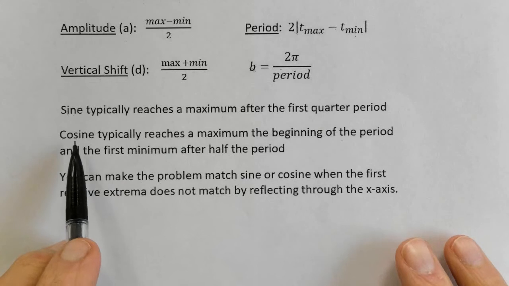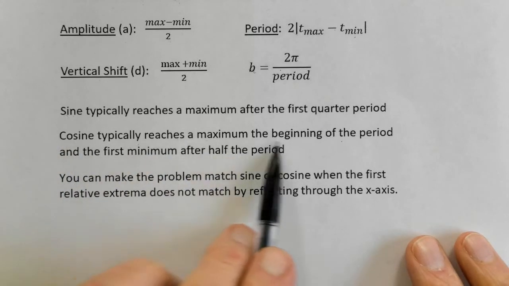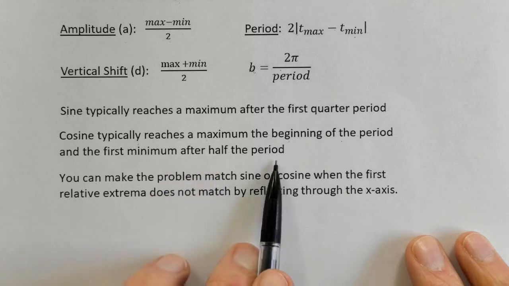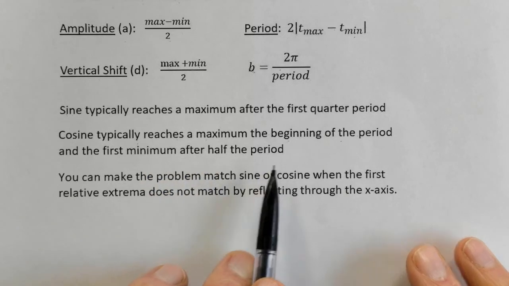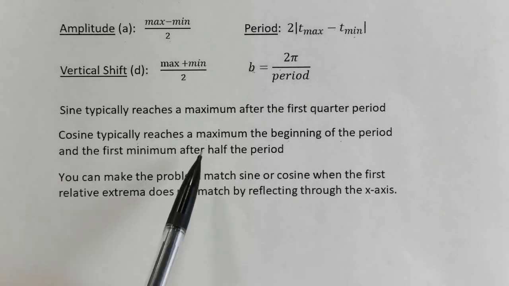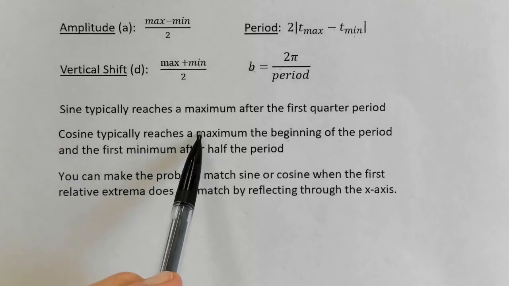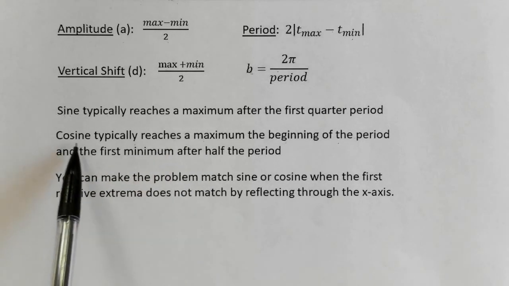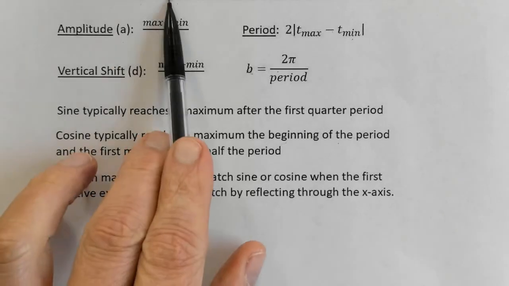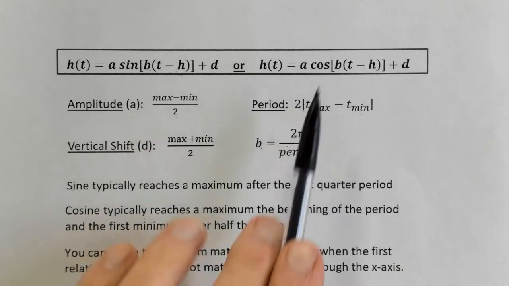And let's see, cosine typically reaches a maximum at the beginning of the period and the first minimum after half of the period, okay? So if the specific problem that I have starts with a maximum, comes to a maximum first, then I can look at the maximum of where cosine typically is and then say, okay, how much do I need to shift it over to the right to make it work, and create the appropriate equation to match it, okay?